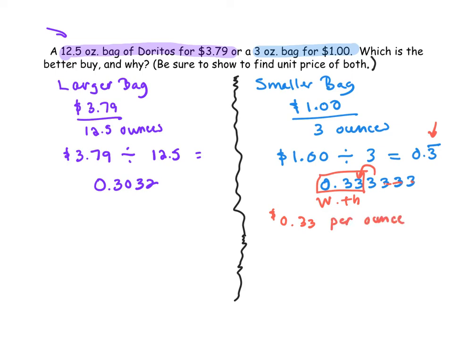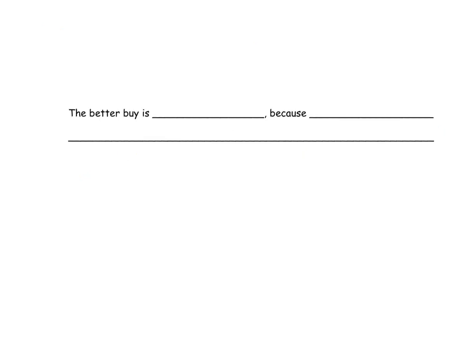Unit price means price for one. In this case, it is the ounces. So we work over here. Again, this is less than 4, so it gives it a rest. So this is 30 cents per ounce. So what do you think the better buy is and why? Would you please pause and fill out the bottom part of the paper and then check the answer.